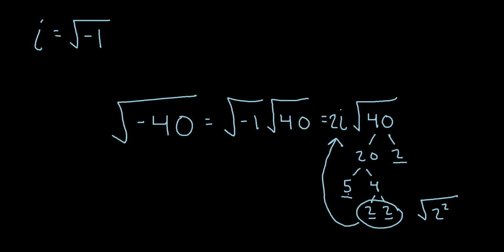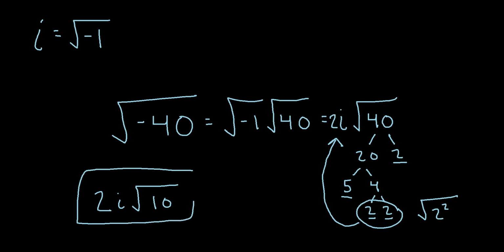But notice that the 5 and the 2 don't have any numbers that they can be paired with, so they have to stay under the radical. So what we get, let's write it over here, 2i times the square root of, we had 5 times 2 that's left under the radical, so that's 10. So this will be our final answer, 2i times the square root of 10.